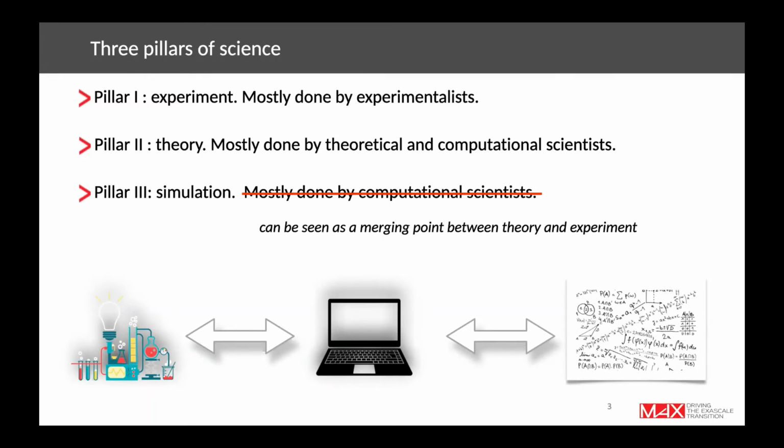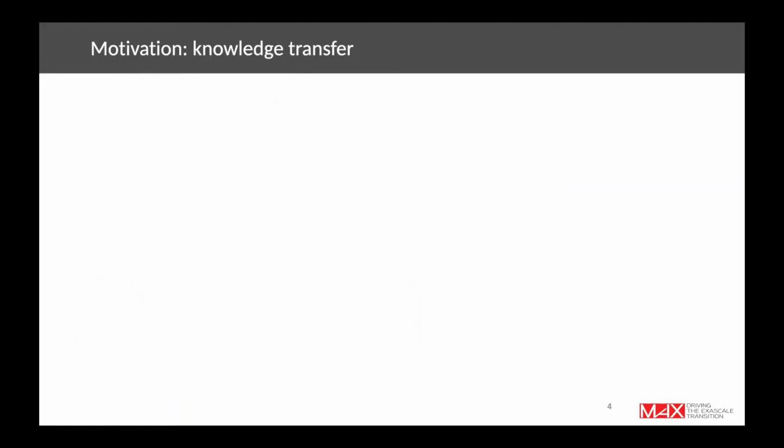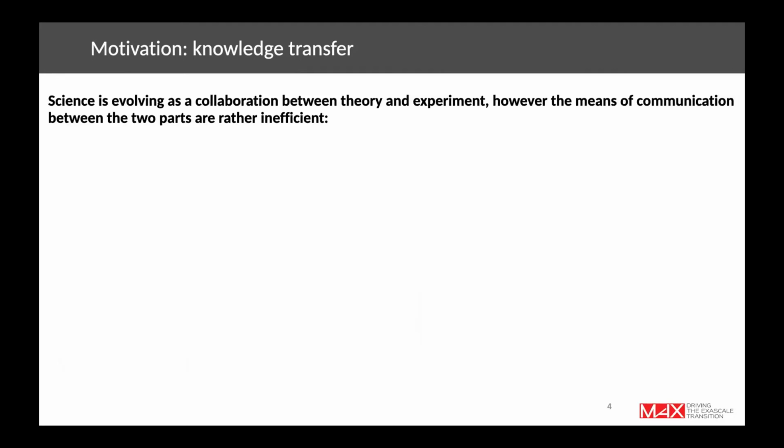While we as computational scientists can develop our computational models and provide them to the experimentalists for the comparison. And that's why I would like to introduce this motivation through the question. So, as you know, science is evolving as a collaboration between theory and experiment. However, the means of communication between the two parts are rather inefficient.